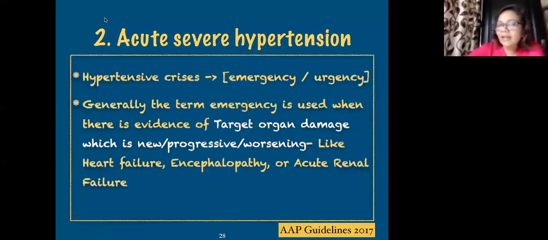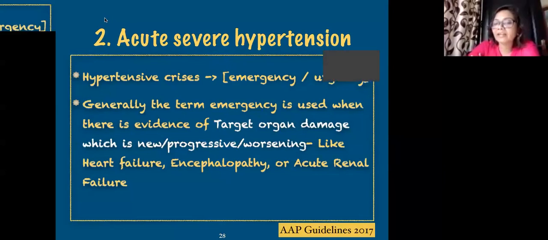So when you discuss hypertensive crisis, there are two words which you will encounter frequently. One is hypertensive emergency, one is hypertensive urgency. Generally, the term emergency, I would say, is used when there is evidence of target organ damage. That is the easiest way to remember it and find it out practically. So when you say target organ damage, you should understand that it should be either new or progressive or worsening, like heart failure, encephalopathy, or acute renal failure.